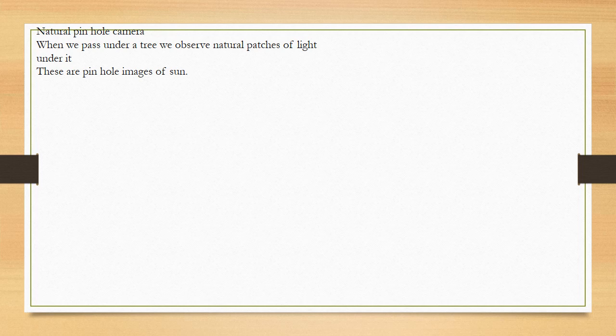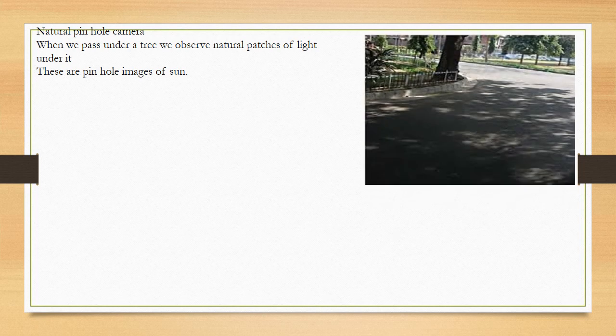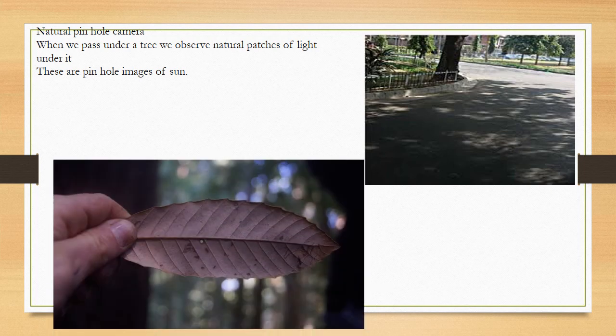Now in case of a natural pinhole camera, when we pass under a tree, we observe natural patches of light under it. So what are these? These are the pinhole images of the sun. When you walk on the road or under the trees, you can see natural patches of light. The leaves of these trees act as a natural pinhole camera. So that is the importance of these.